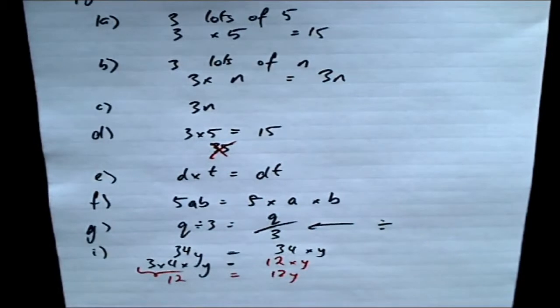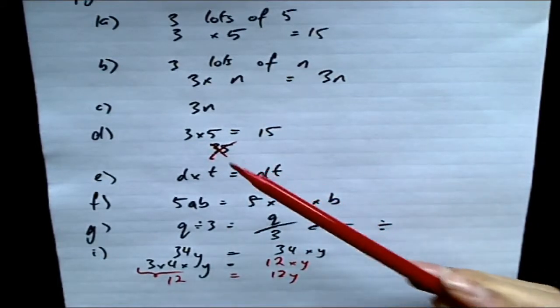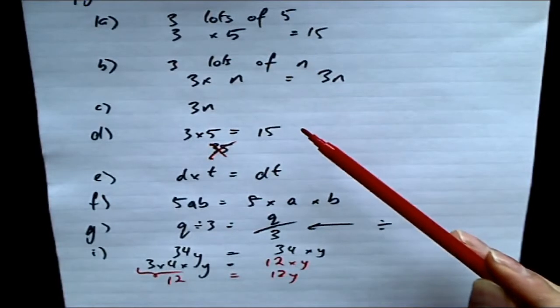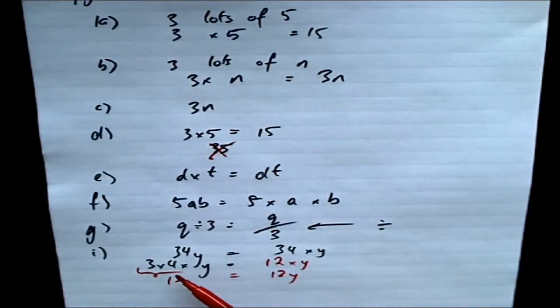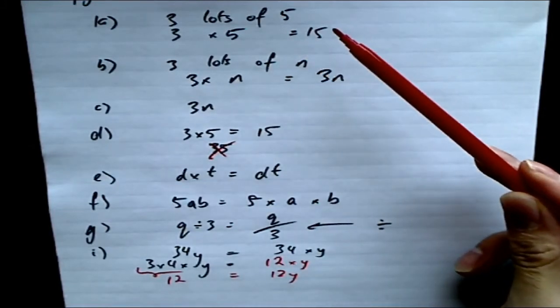If you follow these ideas, you should be able to answer most of the questions. Just be sure that you don't make these kinds of mistakes. Okay, so 3 times 5 will always give you 15. Similar as 3 times 4 will give you 12. And then you combine them together to get 12y. Right, so 3 lots of 5, 15, not 35.